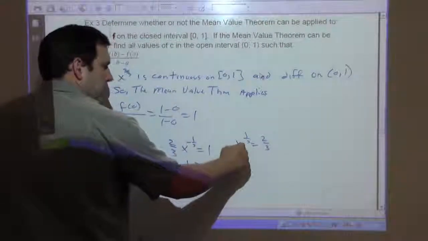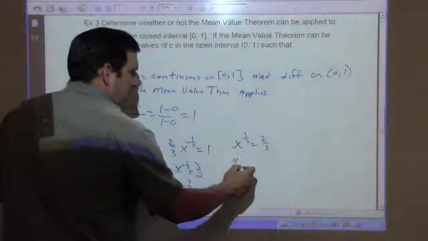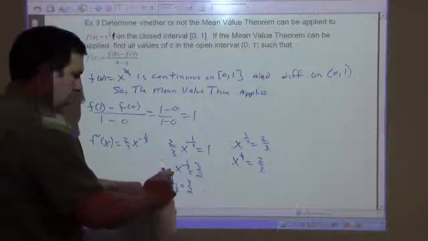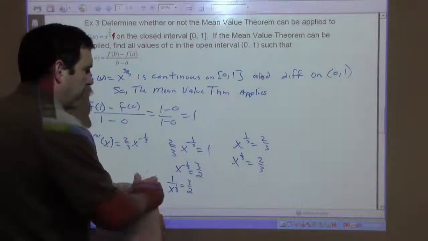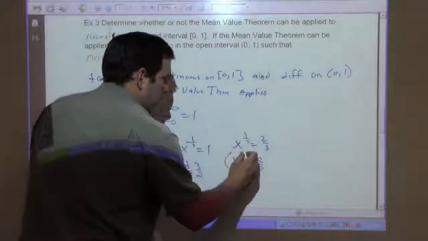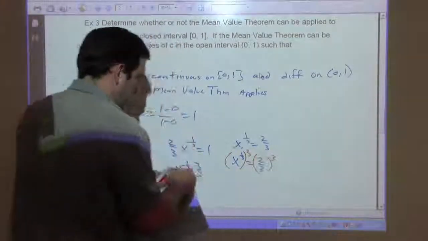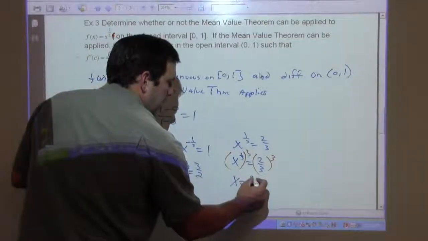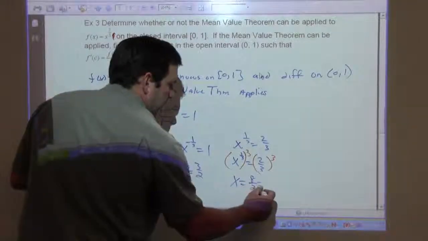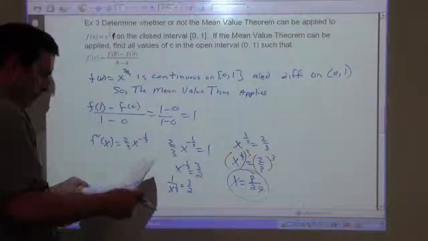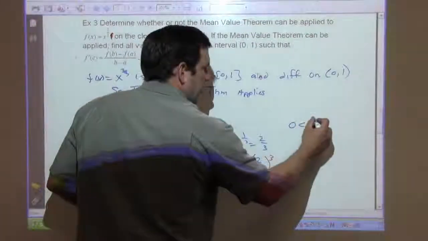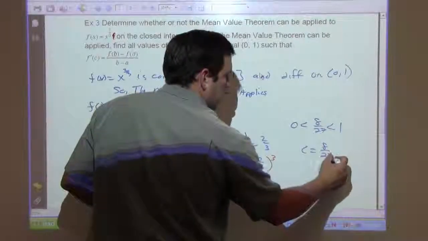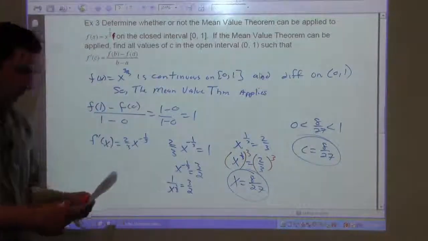We want to solve for x, so if we take x to the 1/3 equals 2/3 and raise both sides to the power of 3 to undo this 1/3, what we have is x equals 2 cubed, which is 8, over 3 cubed, which is 27. So 0 is less than 8/27, which is less than 1, so c equals 8/27. That's it.